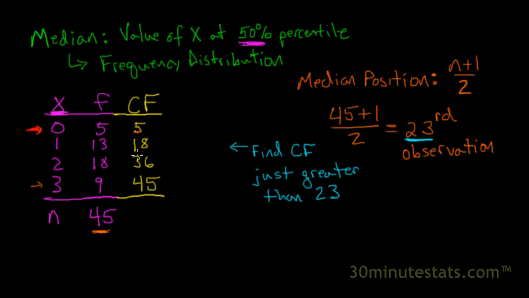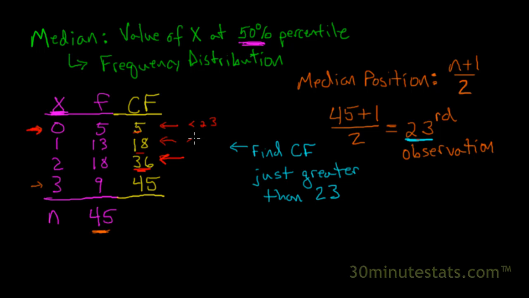No, it is not. So now we'll move to the next one. The cumulative frequency is 18. Is this greater than 23? No, it's not. So now we look to the third category, where x is 2. We find the cumulative frequency is 36. This is greater than 23. In fact, we can look at this and say this one is less than 23.